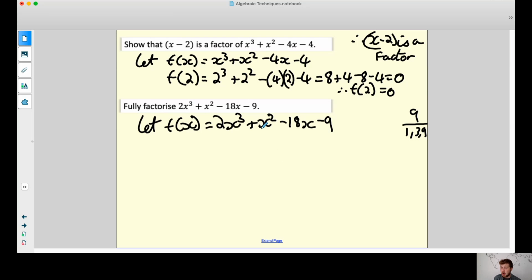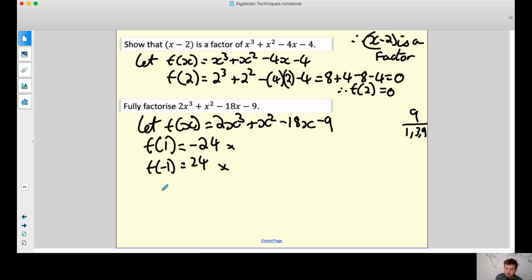I'm going to try the values of 1 and negative 1 to start off with. So f of 1 is going to give me 2, 3, minus 18, minus 9. So it's going to be minus 27, so that's going to be minus 24. So that doesn't work. If I try f of negative 1, that's going to give me minus 2, positive 1, positive 18, minus 9. It's going to give me some value which isn't 0. I think it might be 24.